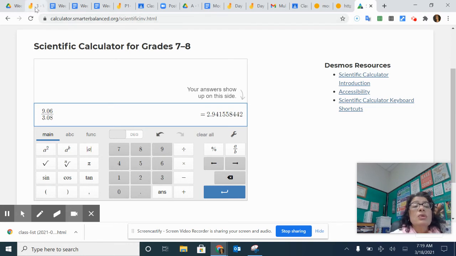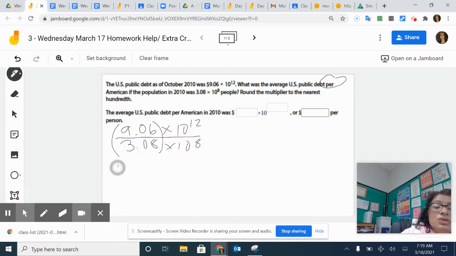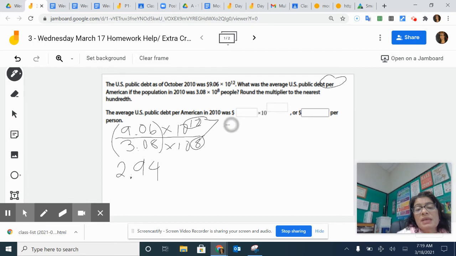Okay, so I'm going to go back in here. So it's going to be 2.94. Don't forget the decimal. And then what do we do with the exponents? When we're dividing powers, what do we do with these exponents, everybody? Yes, you subtract them. So it'll be times 10 to the 12 minus 8, which is 4.